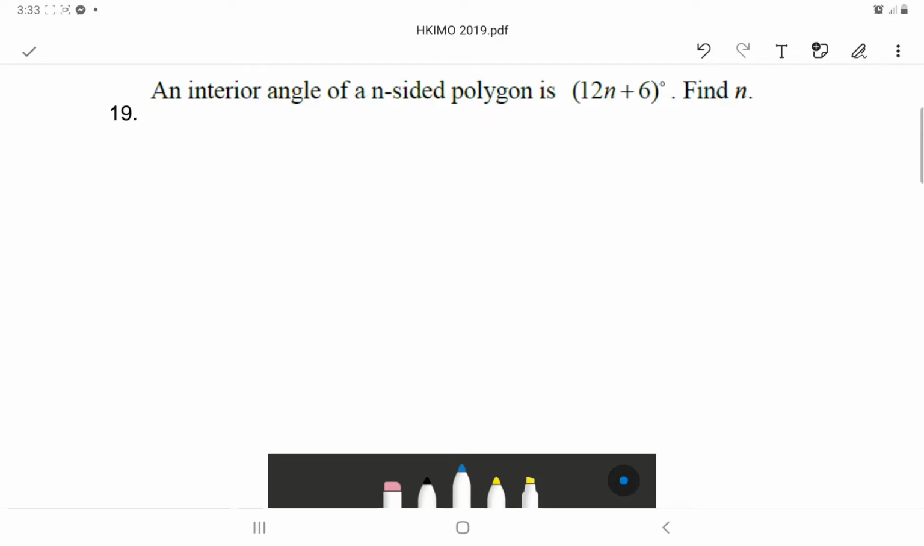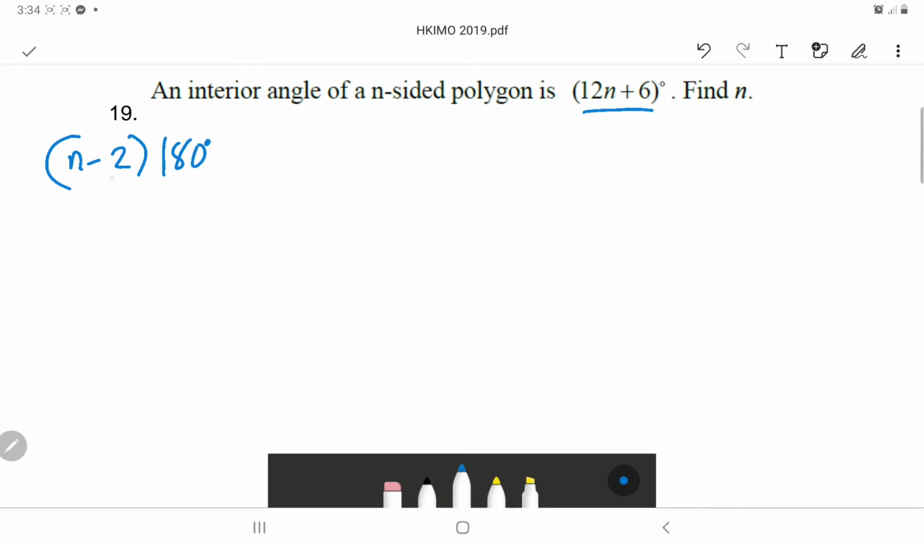An interior angle of an n-sided polygon is 12n plus 6 degrees. Find n. In this problem, we all know that the sum of the interior angles of a polygon is (n minus 2) times 180 degrees. And here you're given a measure of an interior angle, which is 12n plus 6 degrees.